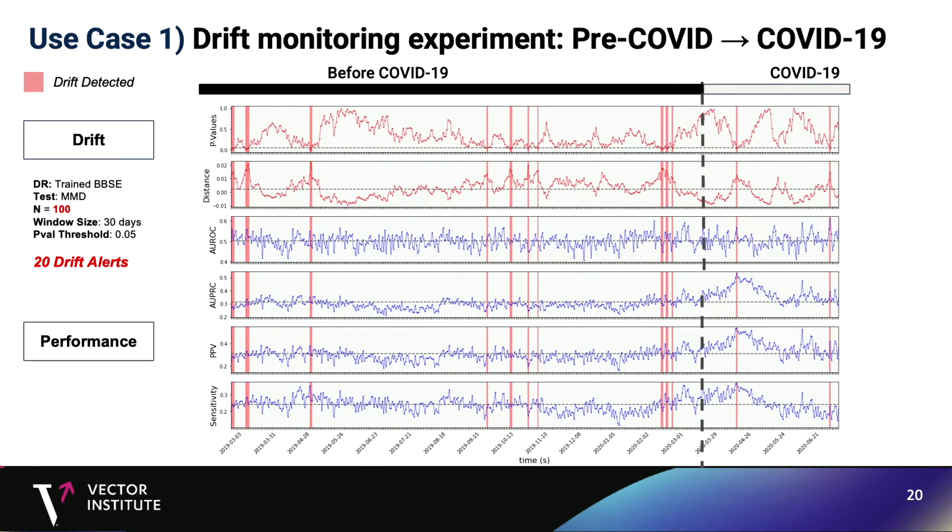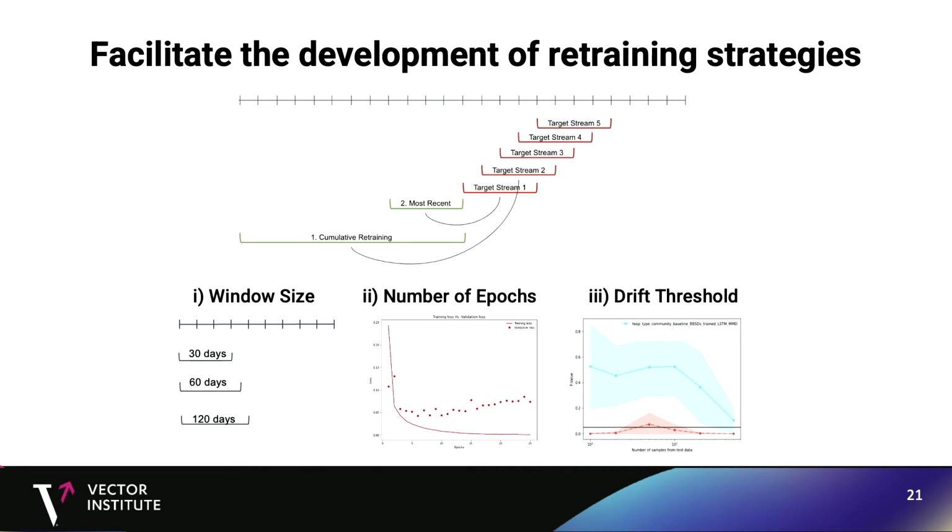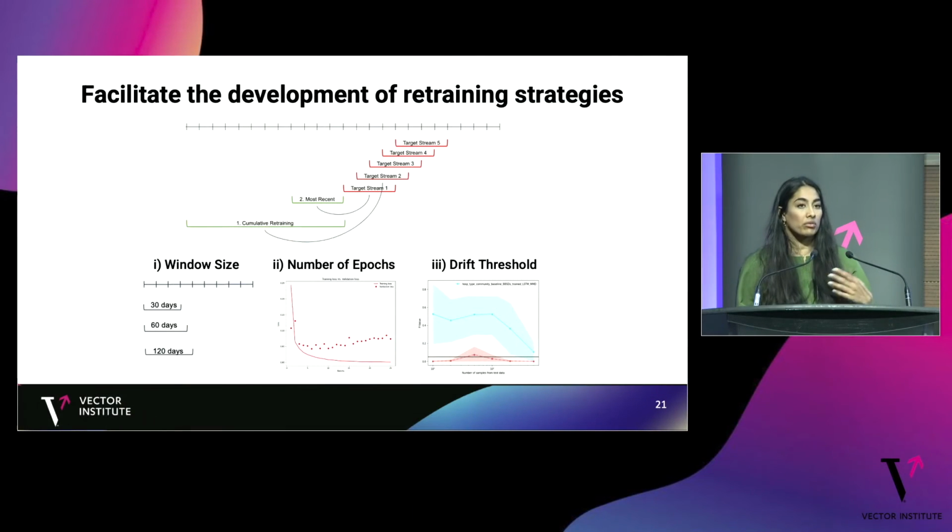We can play around with things like sensitivity. If we reduce the number of patients that are used in our statistical tests, we can see that it actually reduces our sensitivity to detect this drift. These types of experiments are really important to conduct in a real-life setting. And we hope this will also facilitate the development of retraining strategies.